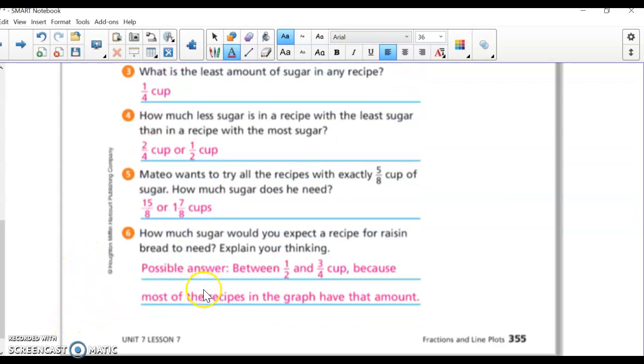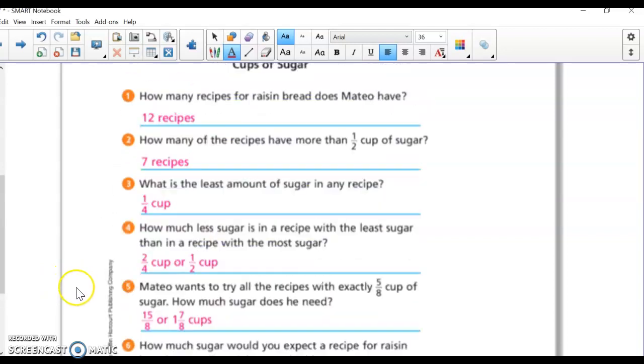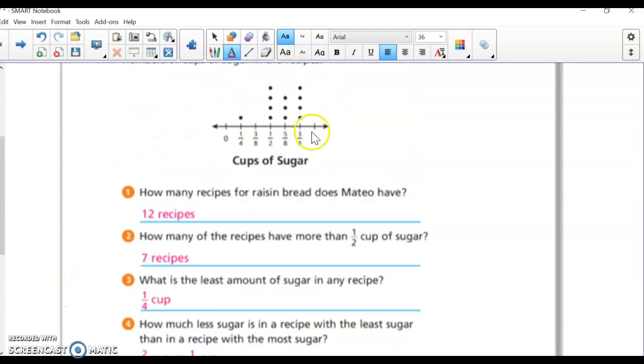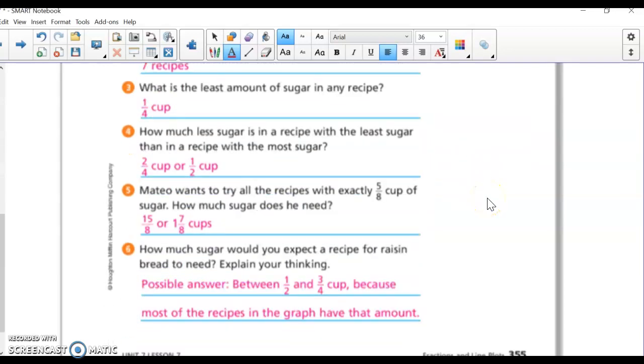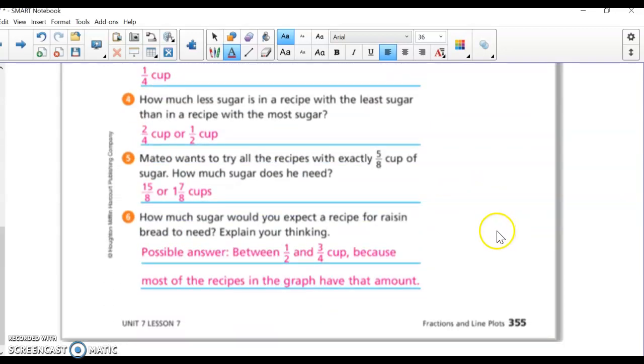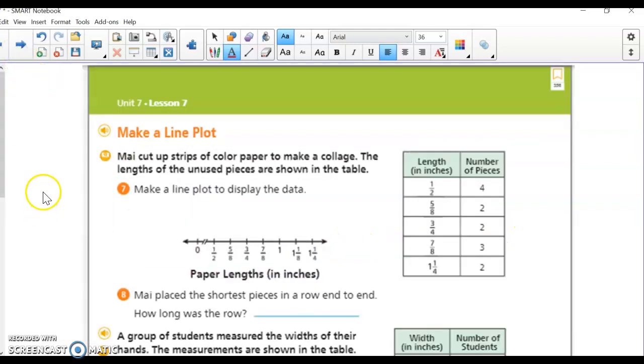And then the answer about how much you should expect: most of the recipes you see are on this part of the line plot, right? This is not a typical recipe since it only has 1/4. So somewhere between 1/2 and 3/4 is what you could probably expect in a recipe for raisin bread. Okay, turn the page, please.